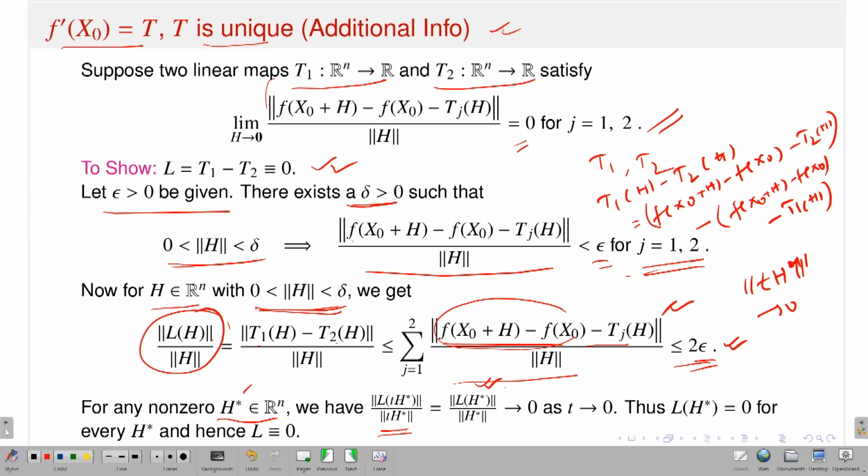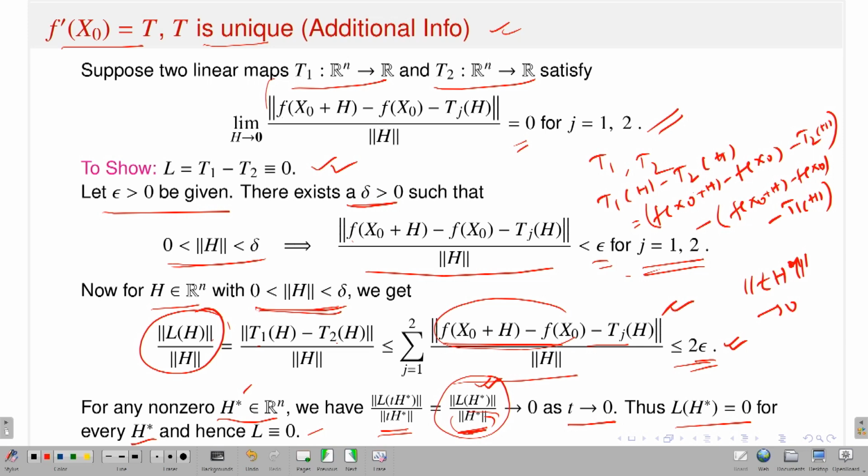Since I am hitting with t, t will come outside. So this goes to 0 as t approaches 0, but the other part remains constant. So the norm of L h star divided by the norm of h star is 0. Now h star is a non-zero vector, therefore L h star is 0 for every h star, and therefore L is 0. L is 0 means I have to show that the linear transformation is 0, that the action of L on any vector is 0.